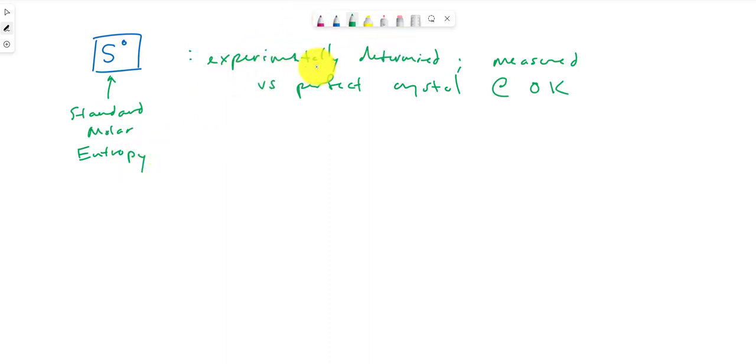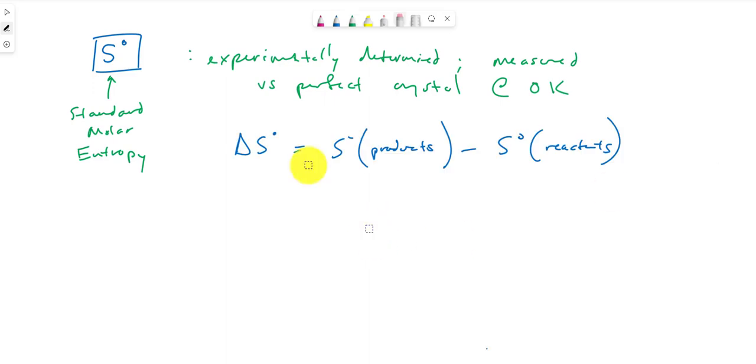And so these are experimentally determined values. You have to measure them. And we sort of arbitrarily are measuring them versus that hypothetical perfect crystalline state at 0 K, that third law of thermodynamics saying that the thing is being measured against this fictitious hypothetical.